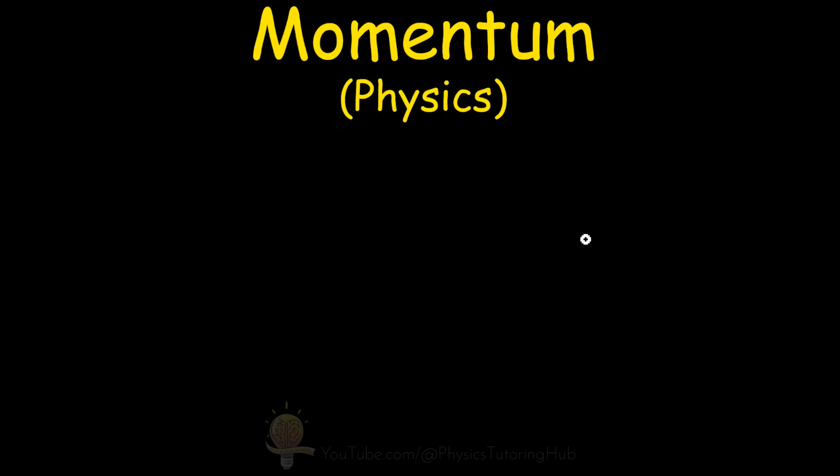Momentum is defined as the product of an object's mass and its velocity. So the momentum is equal to the object's mass times its velocity. So the greater the mass of an object, or the faster it's moving, the greater the momentum will be.